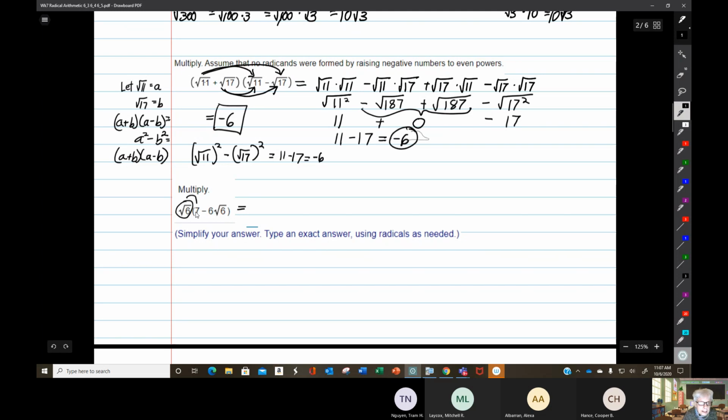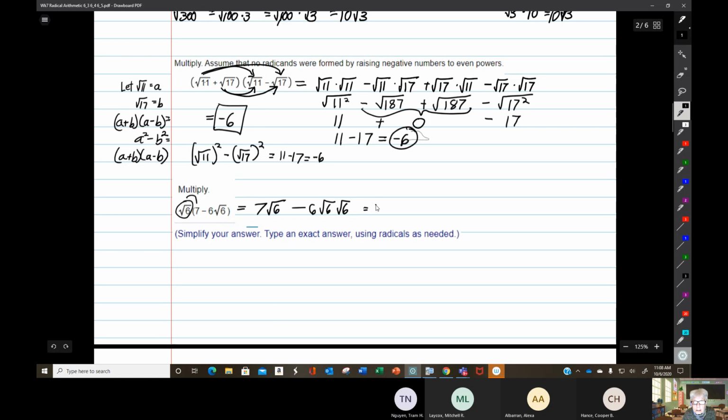The square root of 6 times 7 is 7 times the square root of 6. We always put the number outside the radical in front of the number in the radical. Okay, and then there's a minus sign. This is positive, so we'll keep our minus sign. We're going to have 6 times the square root of 6 times the square root of 6.